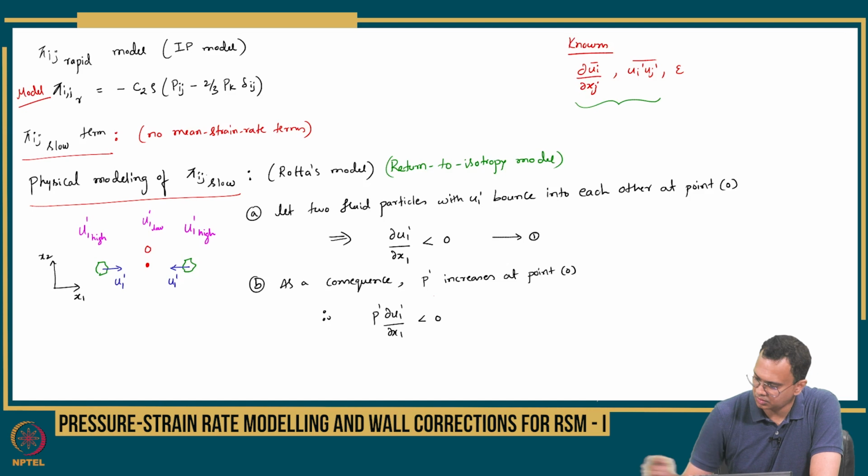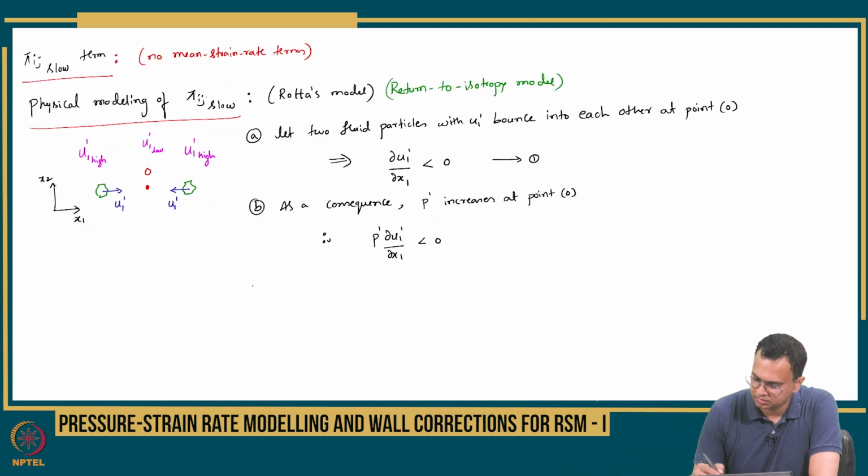All right. So now I'll make another argument that when locally the pressure fluctuation is higher at point O and you are trying to bring two particles to bounce against it, that means work is done against this pressure gradient, right? So that means the kinetic energy that is lost along the x1 direction must be transferred to the other two directions. That is what we are going in that direction. The pressure strain rate is doing this.